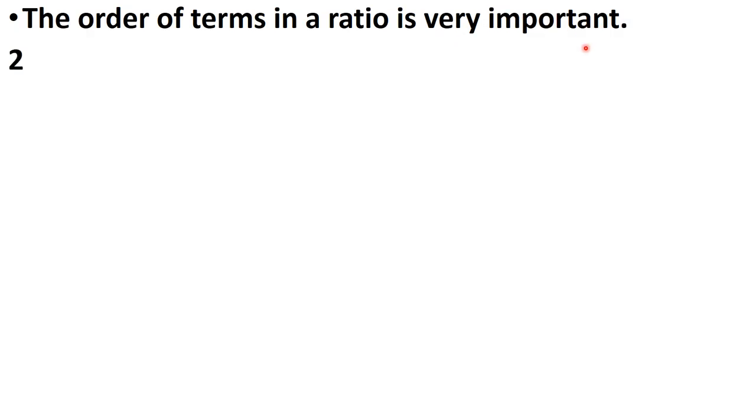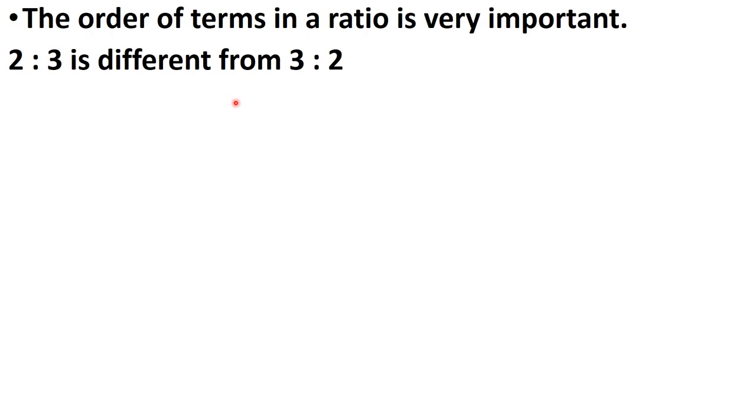Next, the order of terms in a ratio is very important. We will not change them. A ratio B is different from B ratio A, as 2 ratio 3 is different from 3 ratio 2.